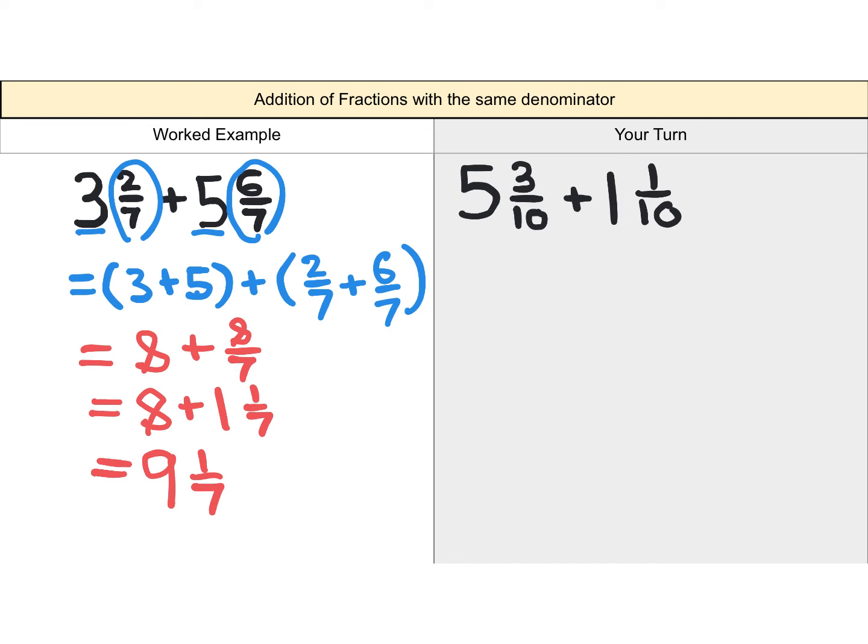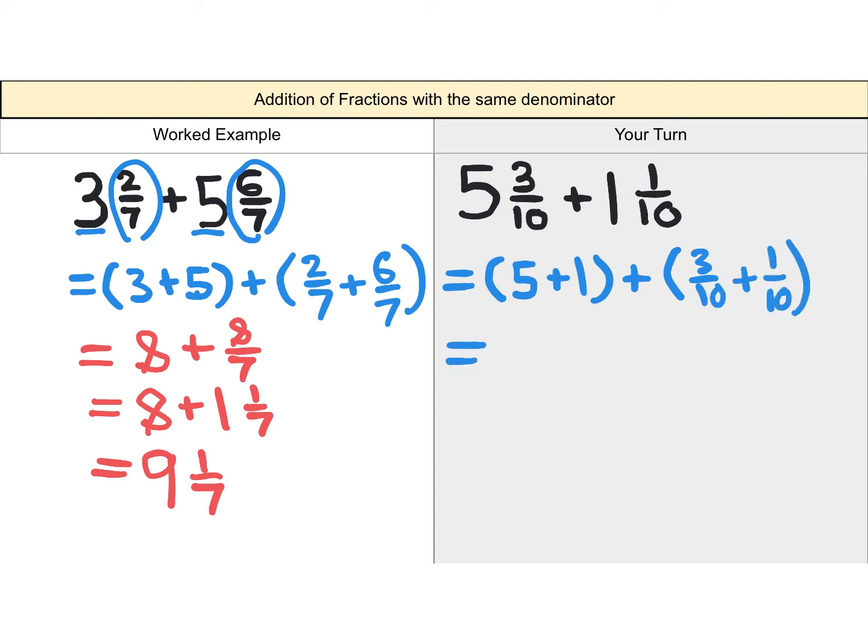Okay, in your example, the first thing we need to do is add up the whole numbers, which is going to be 5 plus 1. Then we need to add up the fractions, which is going to be 3/10 plus 1/10. What will the final answer be?